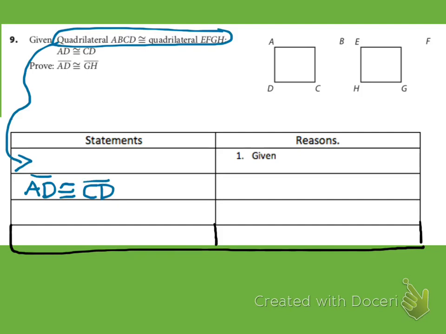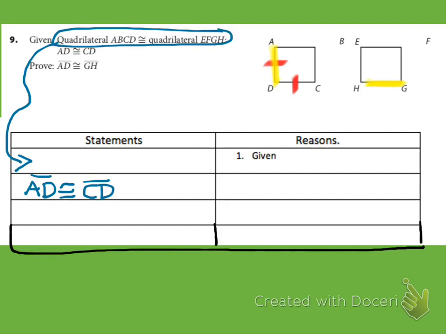So I'm going to mark these congruent on the figure, and that's within the same figure, AD and CD are congruent. So not only are the two separate figures congruent to each other, but within this one quadrilateral, these two sides that are next to each other are congruent. So that was just given information. But what we're actually trying to prove is that the sides, I'm going to highlight them in yellow here, sides AD and GH are congruent.